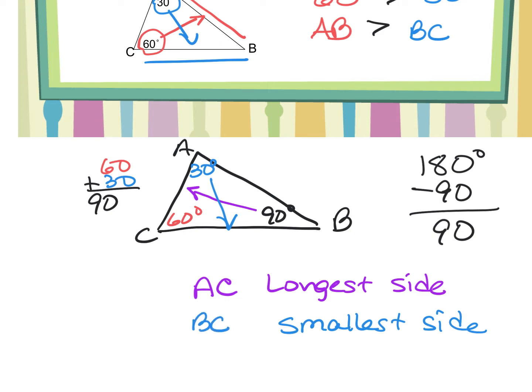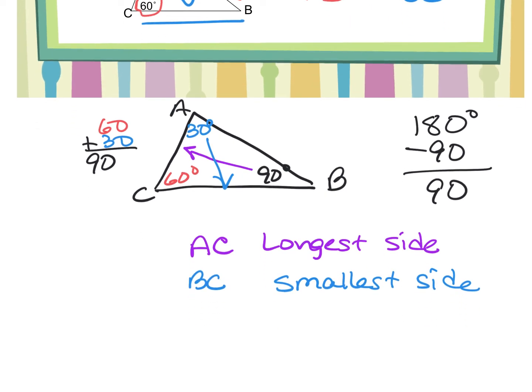If they ask you to order them from greatest to least, you could say that it goes from AC, then the next largest side would be AB, and then the smallest side would be the BC. And you might add inequalities in there. So just be able to order them least to greatest, find the longest, find the shortest, but always look for that missing angle first when you're comparing side lengths.